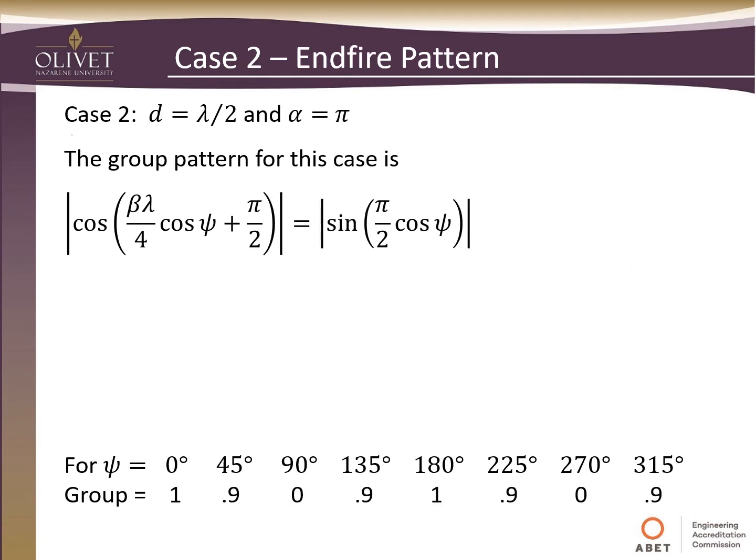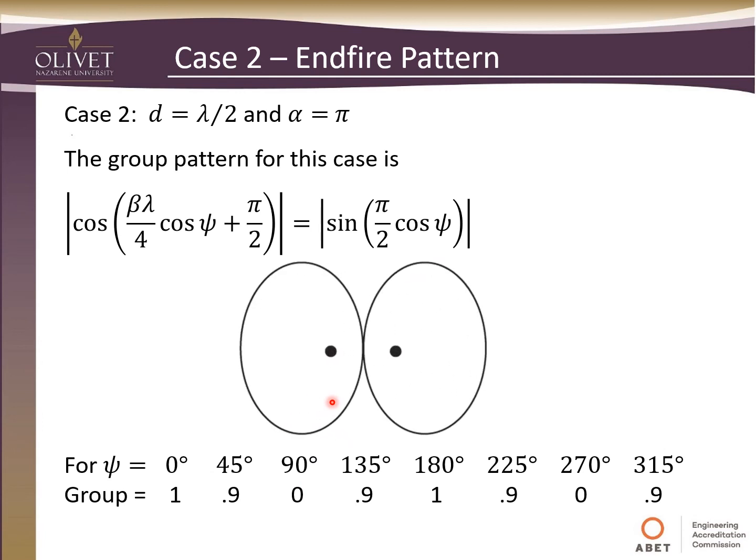The next one we want to look at is case number 2. This is what we would call an end-fire pattern. Here we've still got lambda over 2, but now we're going to vary the phase difference between the sources feeding each antenna by 180 degrees, or by pi. We plug in the values up here and solve for it. This is going to give us sine of pi over 2 cosine psi. Again, we can plug in the numbers, and if we plot them out, this is what that would look like.